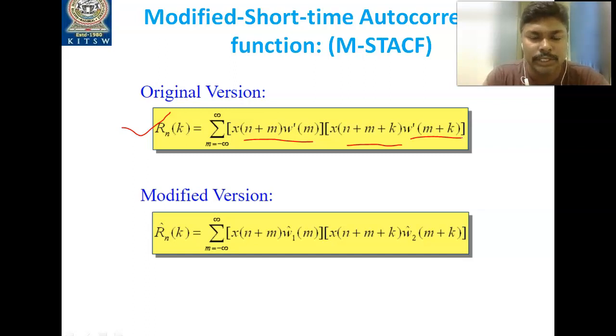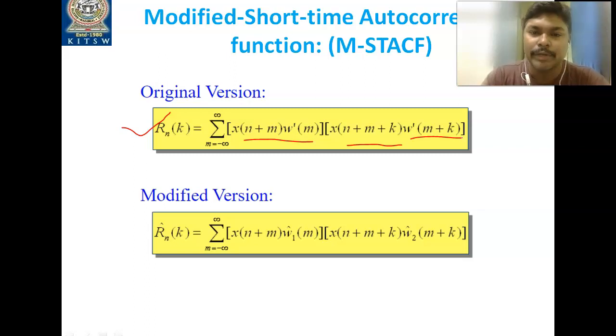For the autocorrelation function, we multiply a sequence with itself, taking one sequence as x of m, for instance, and the other sequence as x of m plus k. That is a shifted version of the sequence you are considering. Mathematically, if I write the summation of x of m into x of m plus k, it is shifted by k, where k is the number of samples. Then we multiply and sum up. That is how we calculate the autocorrelation function.